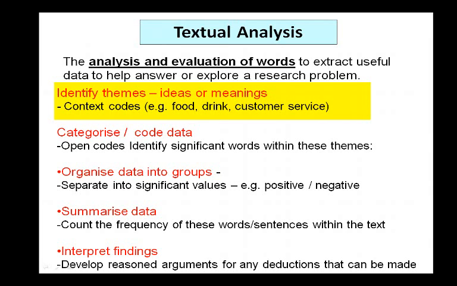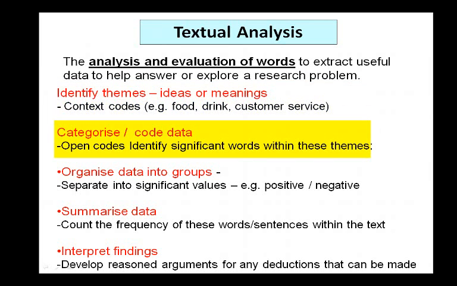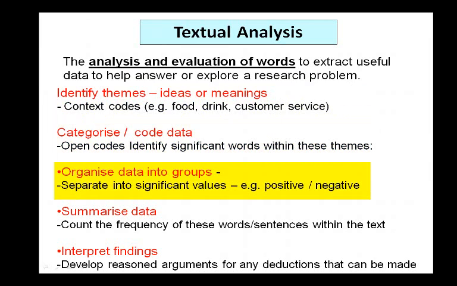Sometimes the themes will come from prior reading, from your theoretical framework. Other times you will need to draw these out from what has been said. Then to categorize the data, we might use open codes. We need to identify the significant words within the theme. And then having done that, we need to organise the data into groups. It might, for example, be positive and negative points within each theme. The significant values that we use will depend on our research.